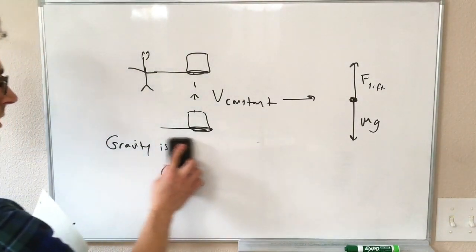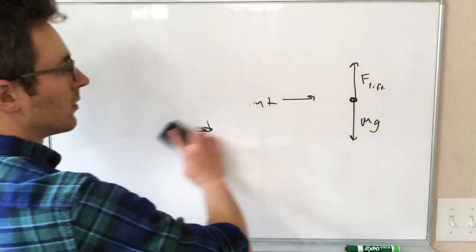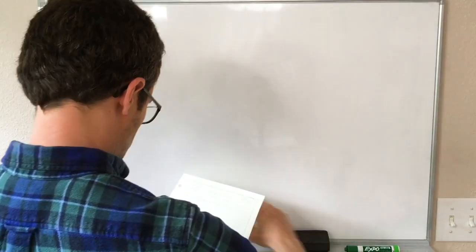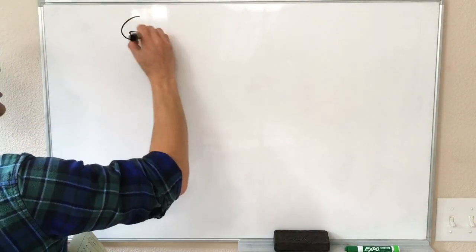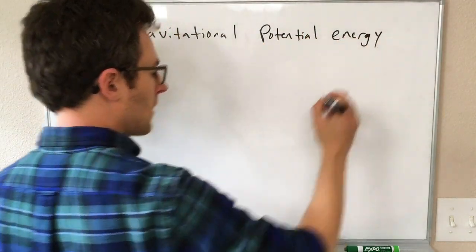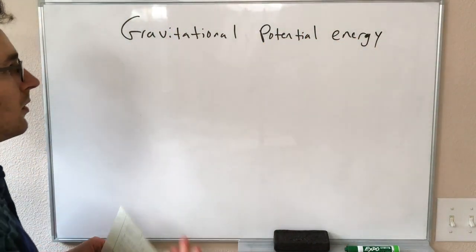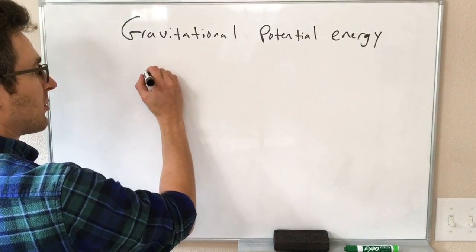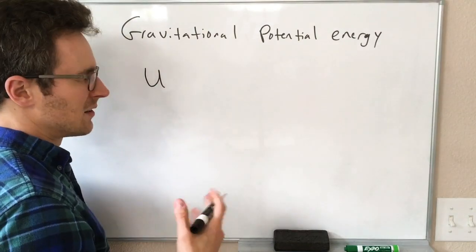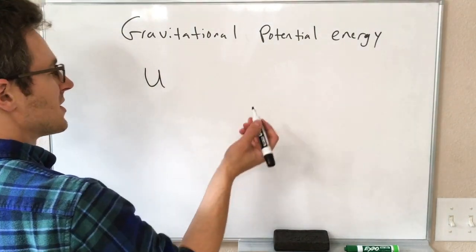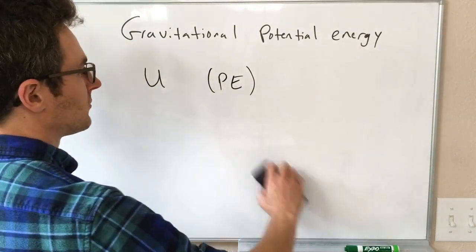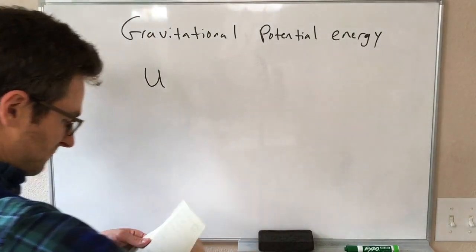So let's talk about this energy stored by gravity. This is called gravitational potential energy. Our variable for potential energy in general is a capital U. Sometimes, in the spirit of accidentally writing KE for kinetic energy instead of K, I sometimes write PE for potential energy instead of U, so I will try not to do that.